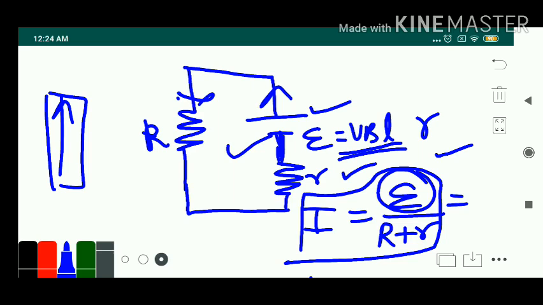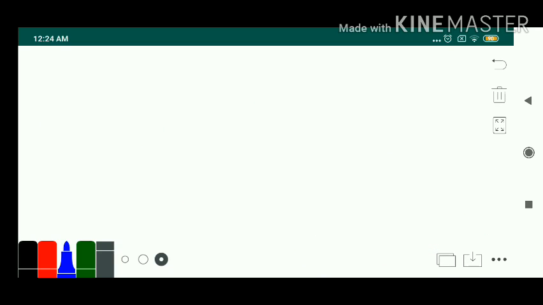So in place of E, I will write VBL by R plus R. That will be one of the options as per the examination point of view. Clear? Easy. Now the second type of question for the same question, that is two railroads.